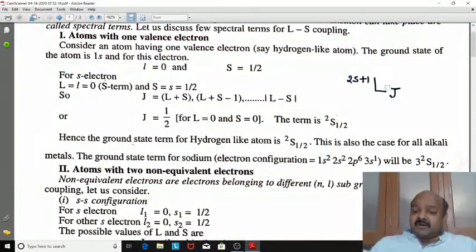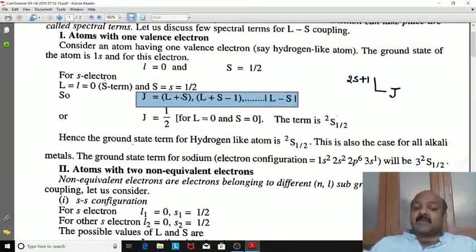Now, we will discuss the calculation of capital J. As capital J is total angular momentum, it will be calculated using LS coupling scheme, and J is equal to L plus S, L plus S minus 1. We go on decreasing in the subsequent values by 1. Finally, the last term is modulus L minus S. This we discussed in detail during LS coupling scheme. Here L is 0, S is half, 0 plus half is half. So, only one allowed value of J will be there.